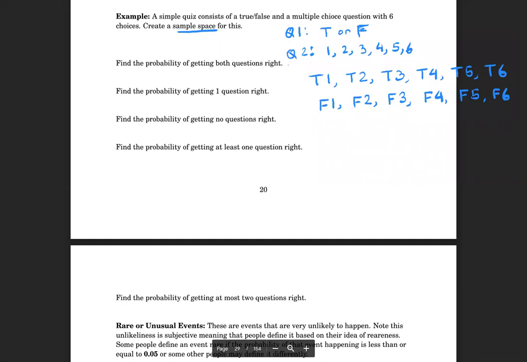I hope some other folks have thought the same way. So that's your sample space. Each of these events is a simple event. And what is your sample space? Collection of all the simple events. So that is your sample space.